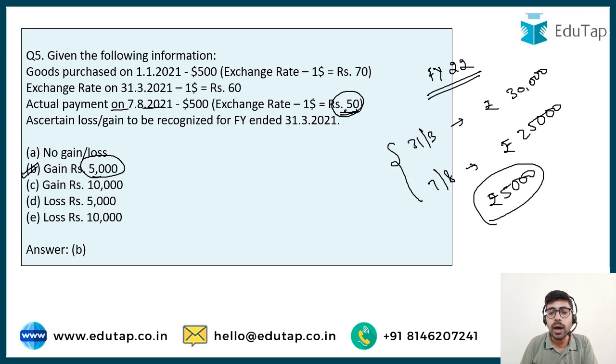This gain is going to come in the next financial year, that is the financial year ending 31st March 2022. So in that financial year as well, I am going to transfer this gain to my statement of profit or loss. So this gain of rupees 5,000 is going to be booked in the next financial year. If we were asked about the gain to be booked in the financial year ended 31st March 2022, then also the amount would have been rupees 5,000. Answer is option number B here.